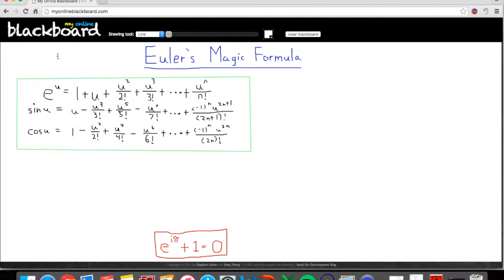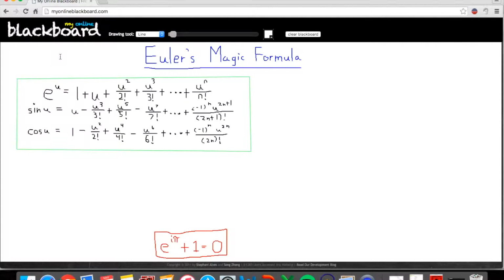So Euler's magic formula is down here. It is Euler's number, e, to the power of i, the imaginary number i, radical -1, times pi, also in the exponent, plus 1 equals 0.